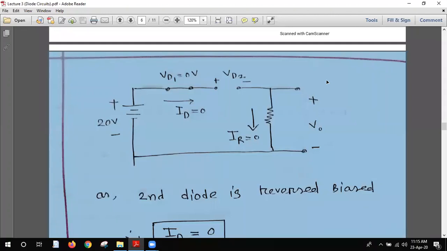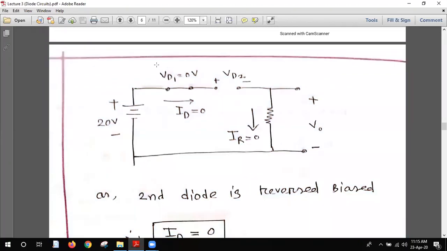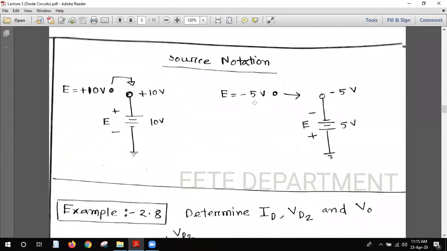There is a question coming from one student. Shafi said, sir, why do you short VD1? Yes, interesting question. Why did we short it? This is forward biased. The condition is forward biased, but the second diode is reverse biased. You just go to the previous.